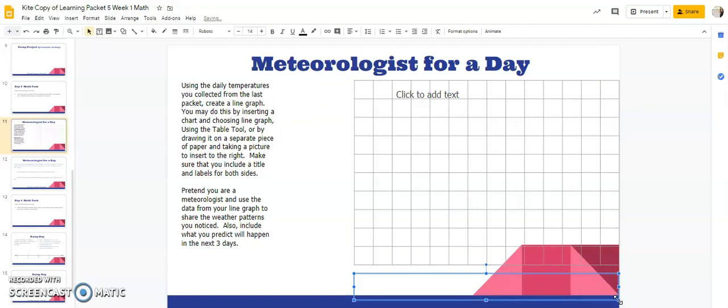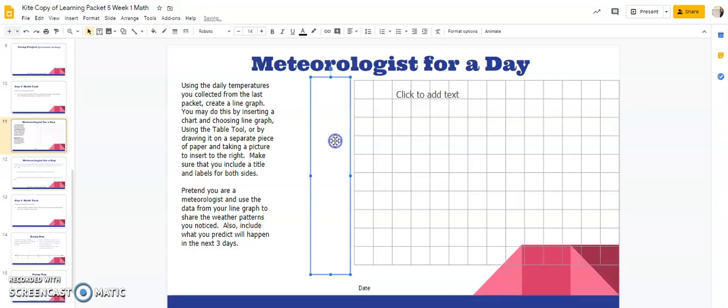Now that I've done that, over here, this is where my dates are going to be. And I want my text to be a little smaller so I can make sure it lines up. So I've made my text a little smaller. I'm going to put date down here. And then over here, I'm also going to make that a little smaller. And this is my temperature. All right, so I have date and I have temperature.